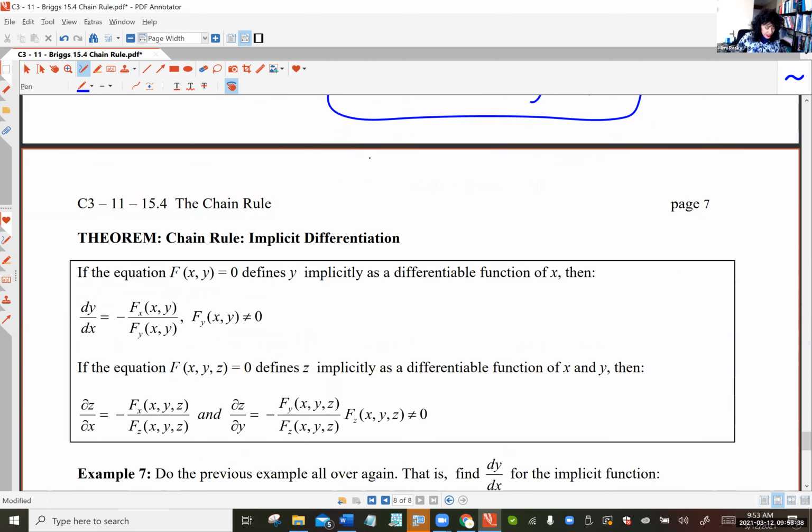So here's the official theorem. If you have a function of two variables equal to 0, and it defines y implicitly as a differentiable function of x, dy dx is just negative, don't forget this minus here, big fx over big fy, so long as the denominator is not equal to 0, of course, because that'd be bad.